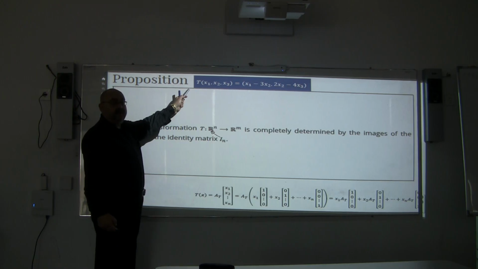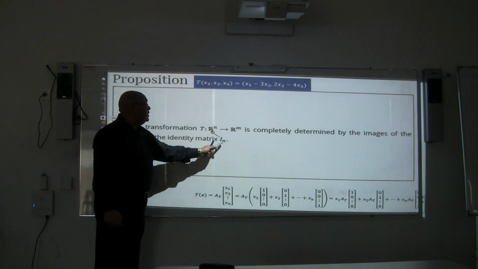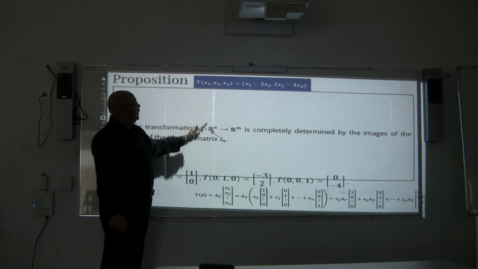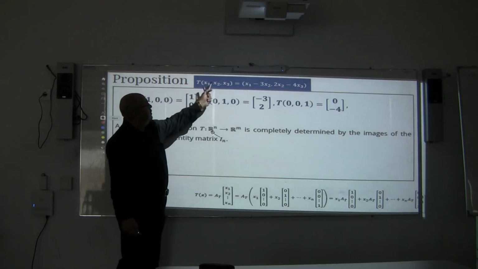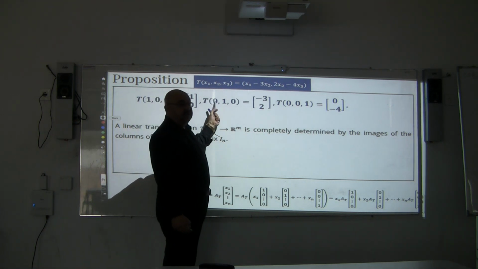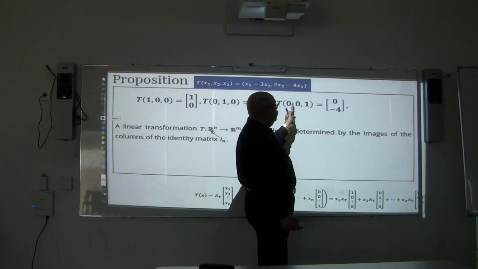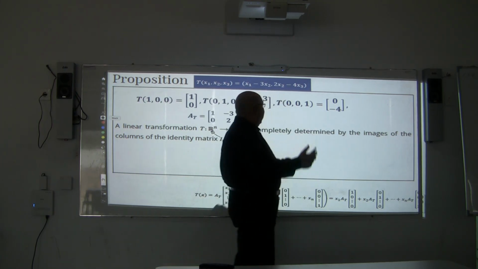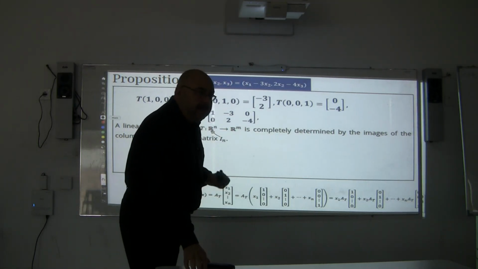That's the previous problem. We have x1, x2, x3. I can find the transformation matrix because the transformation matrix will be the images of the unit matrix, which is I3. This is what I did. Once more, the transform of 1, 0, 0 will be 1 and 0. The transform of the second column, 0, 1, 0, will be negative 3 and 2. The transform of 0, 0, 1 is going to be 0 and negative 4. And that's the main transformation matrix. So everything makes sense. Perfect.